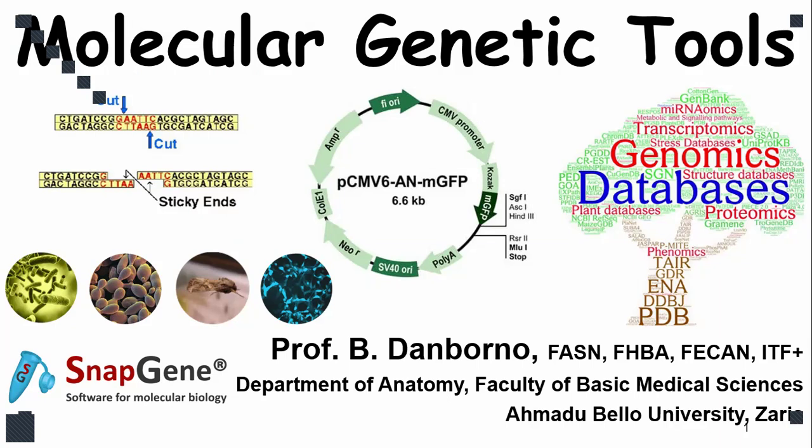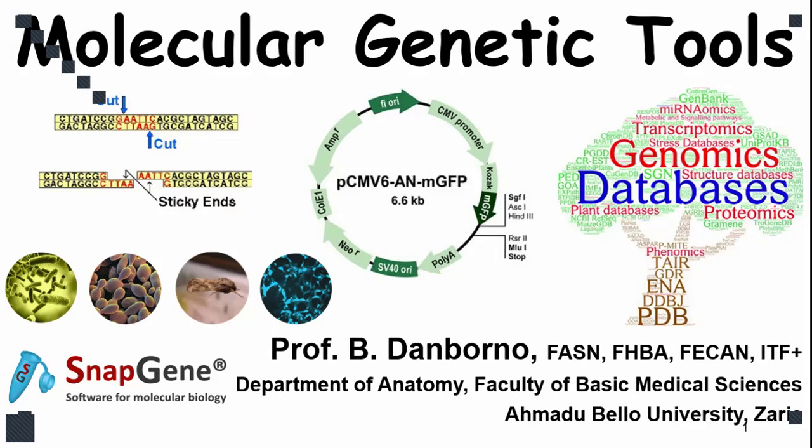Yesterday, we were able to successfully do our CA test, and I told you that what we have done until last week was actually supposed to cover the first part of the two courses. Now, we are entering the second part, which is supposed to be mainly the second course, which is molecular genetics and biotechnology. So, in today's class, we are going to be looking at molecular genetic tools.